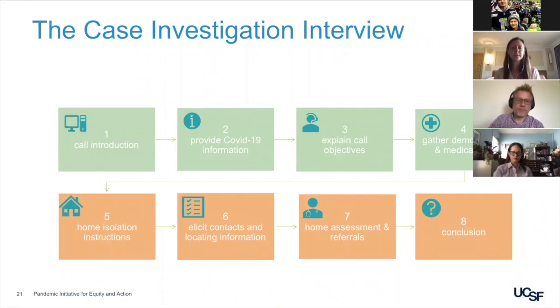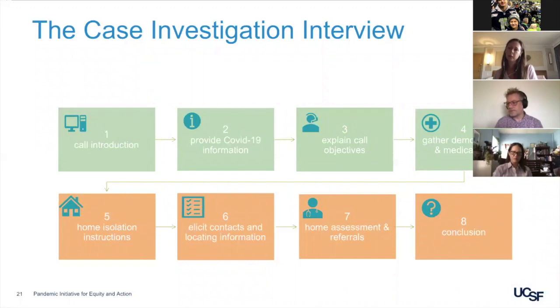The other steps that we will review and practice tomorrow are more details for home isolation instructions, to make sure that people are able to isolate at home, the contact elicitation process, and locating information about any activities during the infectious or contagious period, as well as any assessment or referrals. And of course, the conclusion, always emphasizing the support and importance of isolation.